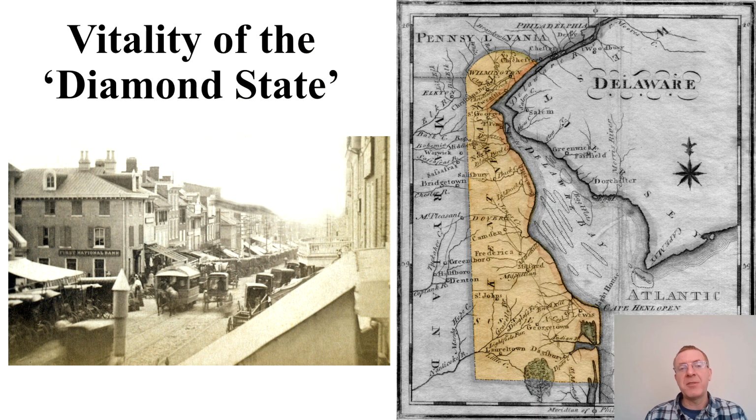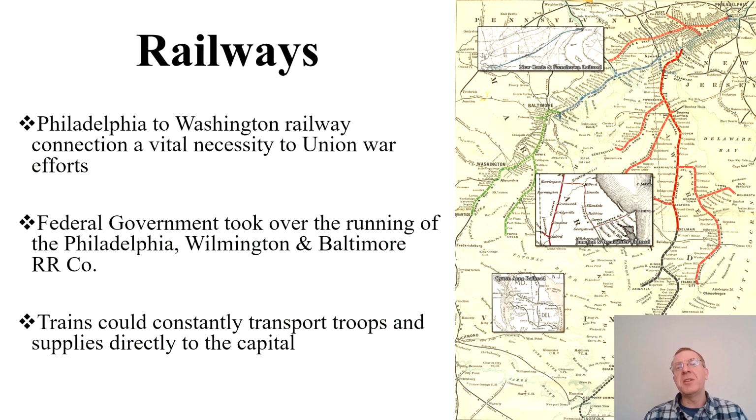Now, if you look on the left, you will see the city of Wilmington there. And that was, as I mentioned earlier, very much an industrial city. Now, we also need to talk about railways. Railways is another major reason as to why Lincoln cannot afford to lose Delaware. If Delaware secedes, he's in big trouble.